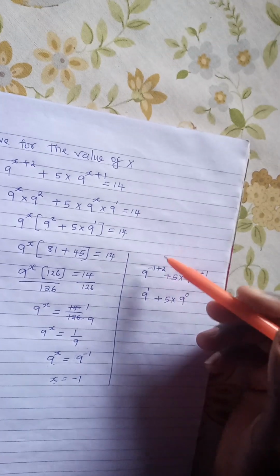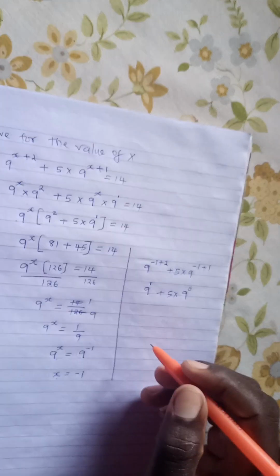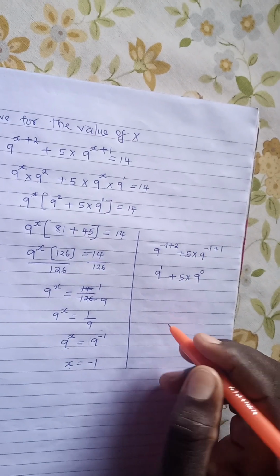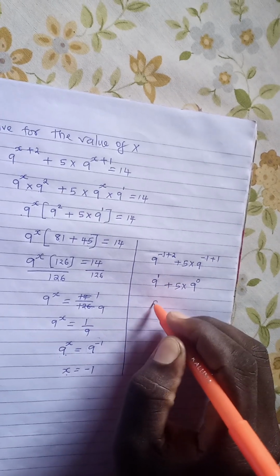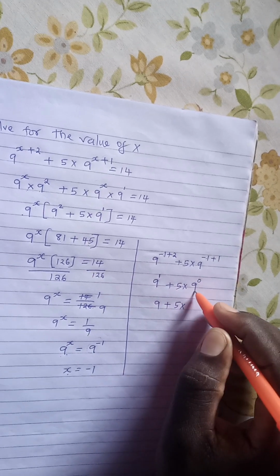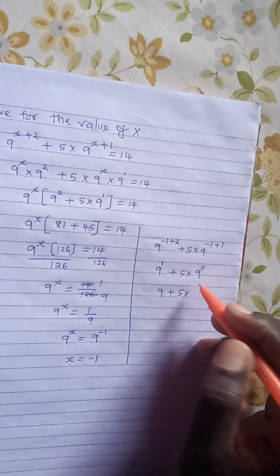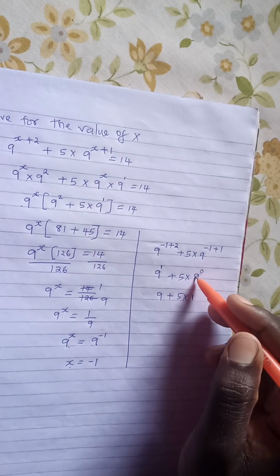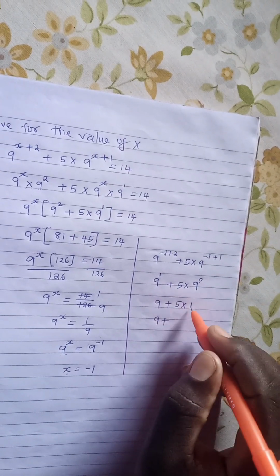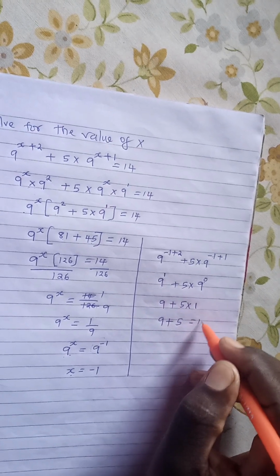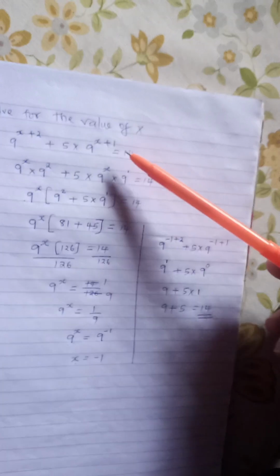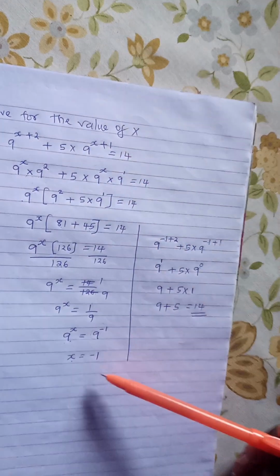Let us see whether we will get this 14, so that we can say that indeed x is -1. So 9 raised to power 1 is 9, plus 5 times 9 raised to power 0, which is just 1. Any number raised to power 0 is 1. Therefore, we have 9 plus 5 times 1, which is 5. Therefore, the answer is 14. Hence, we have proved that indeed the value of x is -1.